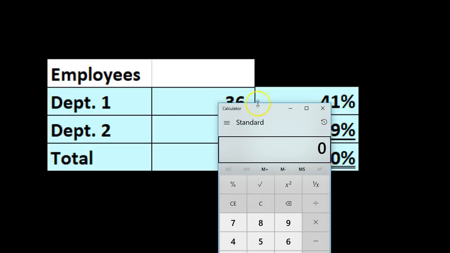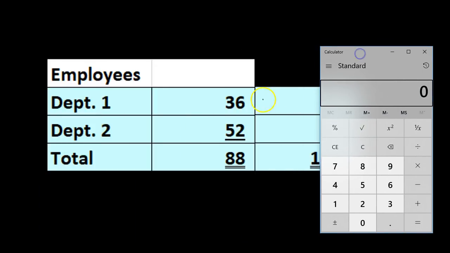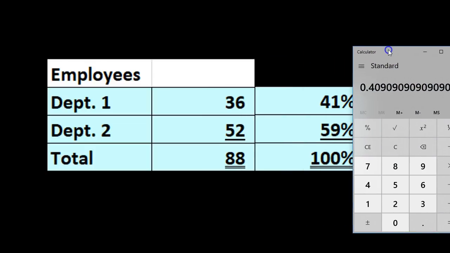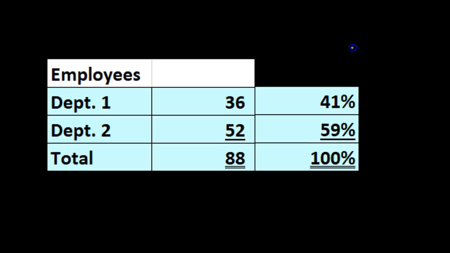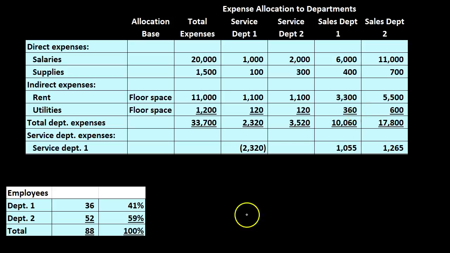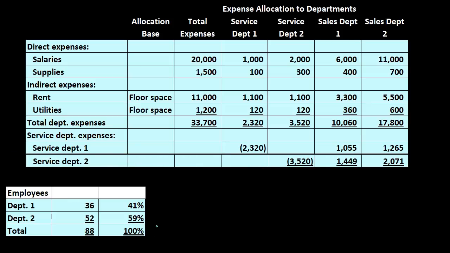We decide that the number of employees, we count them. There's 36 in Department 1, the sales department or operating department, and 52 in Department 2, same ratio analysis. 36 over the total of 88, because 36 plus 52 is 88, is about 41%. And then about 59% is 52 over 88. So if we take those numbers, we can use them to allocate out service department 2.